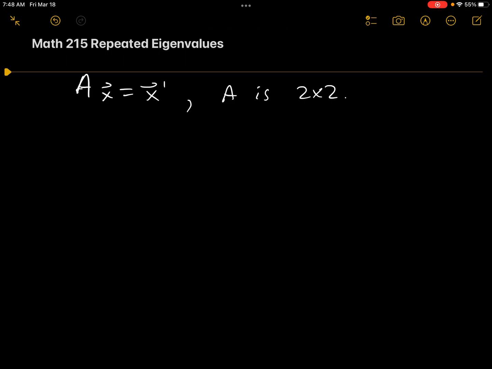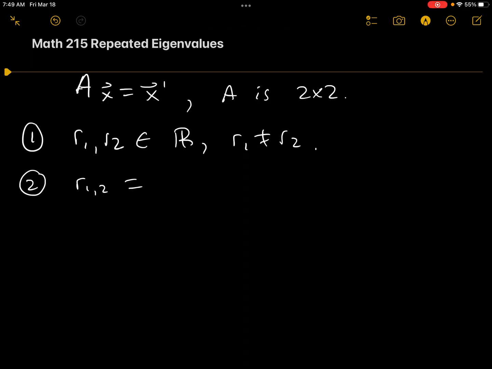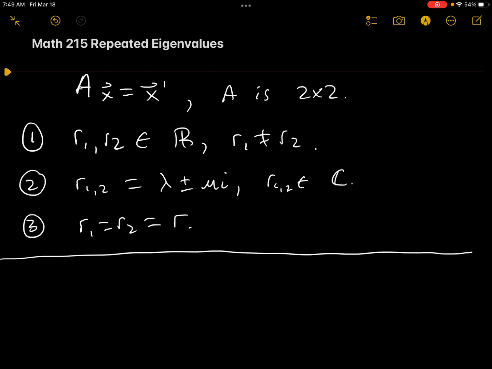Exactly like chapter 3. First we had R1 and R2 real, R1 not equal to R2, and we had 3 subcases there. And then the second one we had R1 and R2 equals lambda plus or minus mu i, so that the R's are complex. And now on this third one, we're going to have that R1 equals R2 equals R, a repeated root. Okay, so let's jump into this.